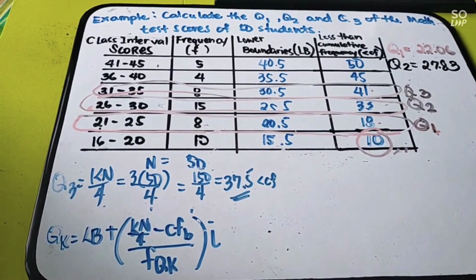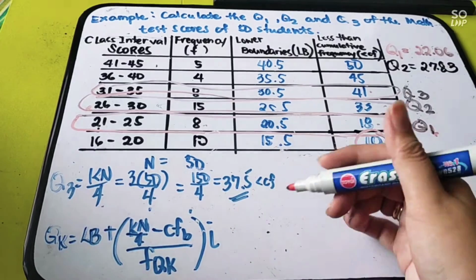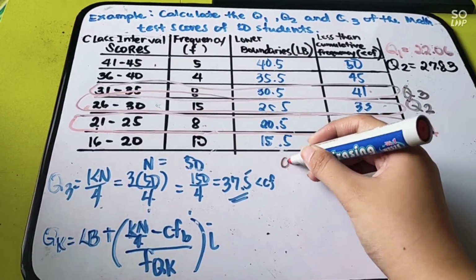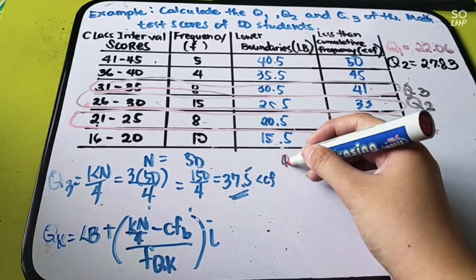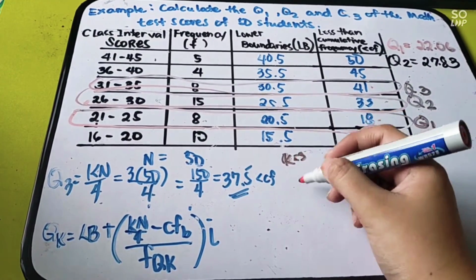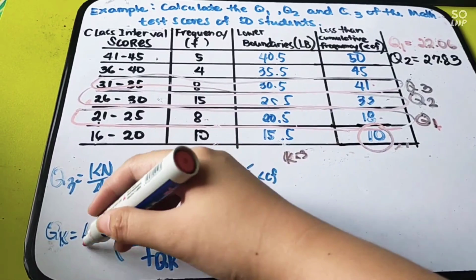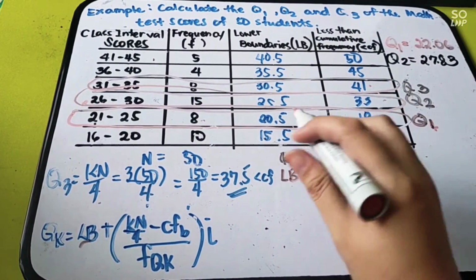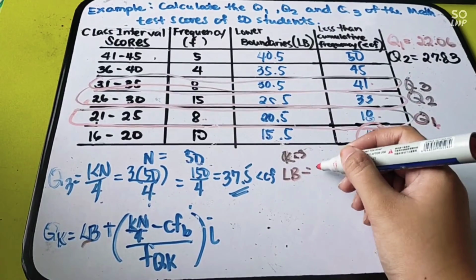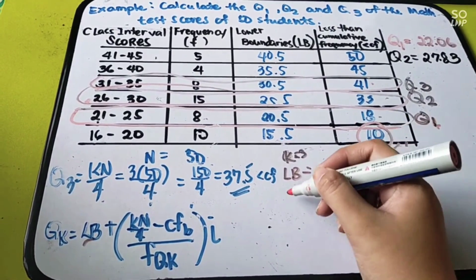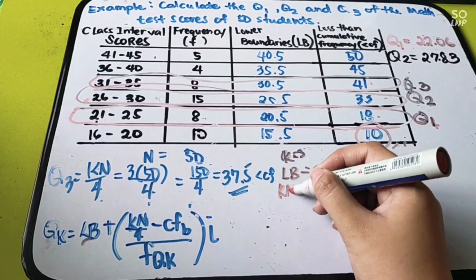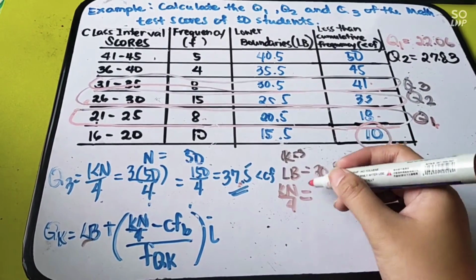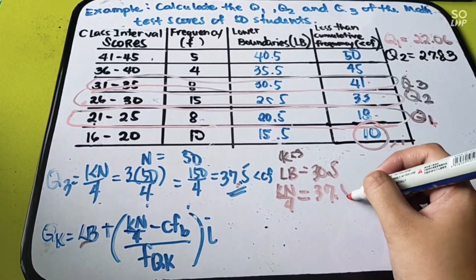Now, let us have your given. Since meron na tayong quartile 3 dyan, K mo ay 3. Then, we have your LB, lower boundaries ni quartile 3. Lower boundaries niya, we have 30.5. Next, we have the Kn over 4. Ito po, Kn over 4, which is 37.5.